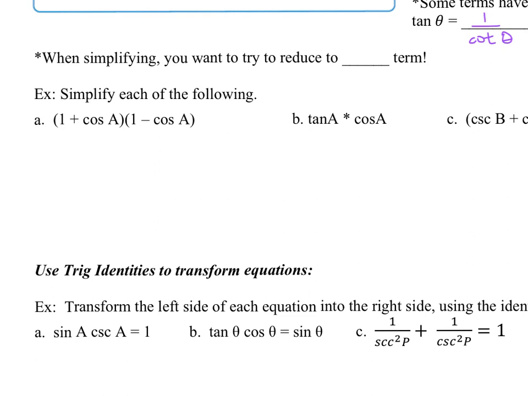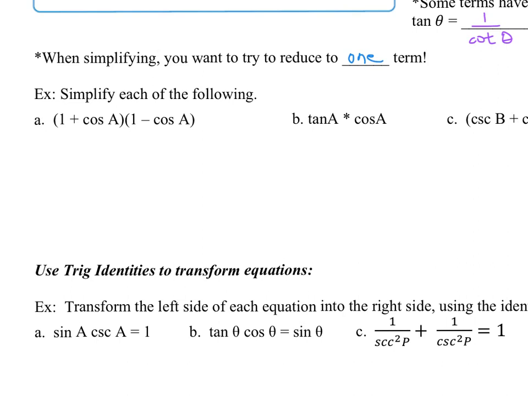Let's start with simplifying. When you simplify, your goal is to try to reduce whatever you have down to one final term. It could be a number, it could be a trig term, it could even be a squared trig term. But we want to try to get rid of anything being added, subtracted, or multiplied. These examples down below say simplify each of the following. The first one is already a product.